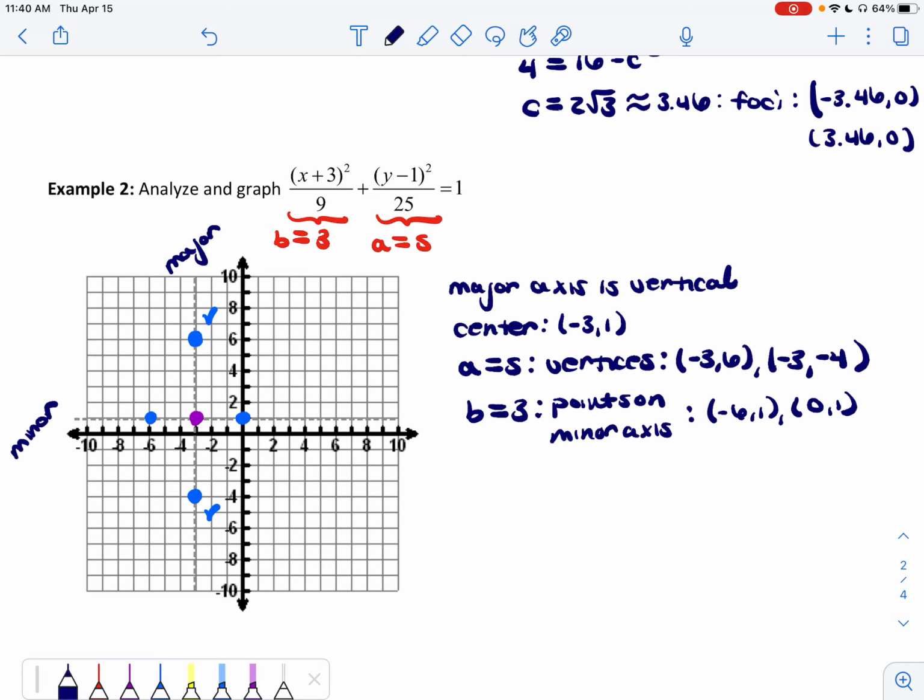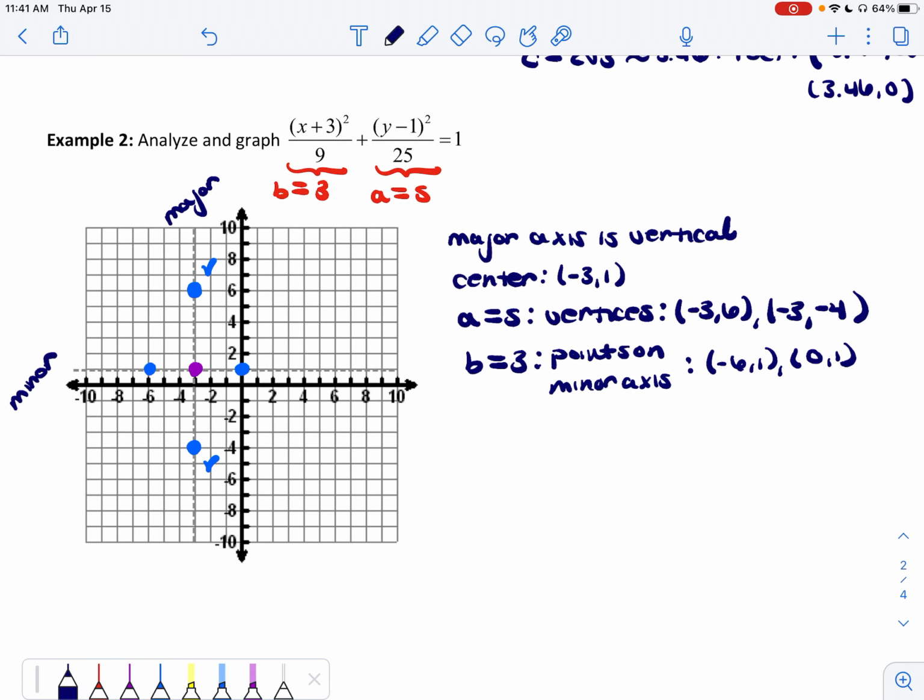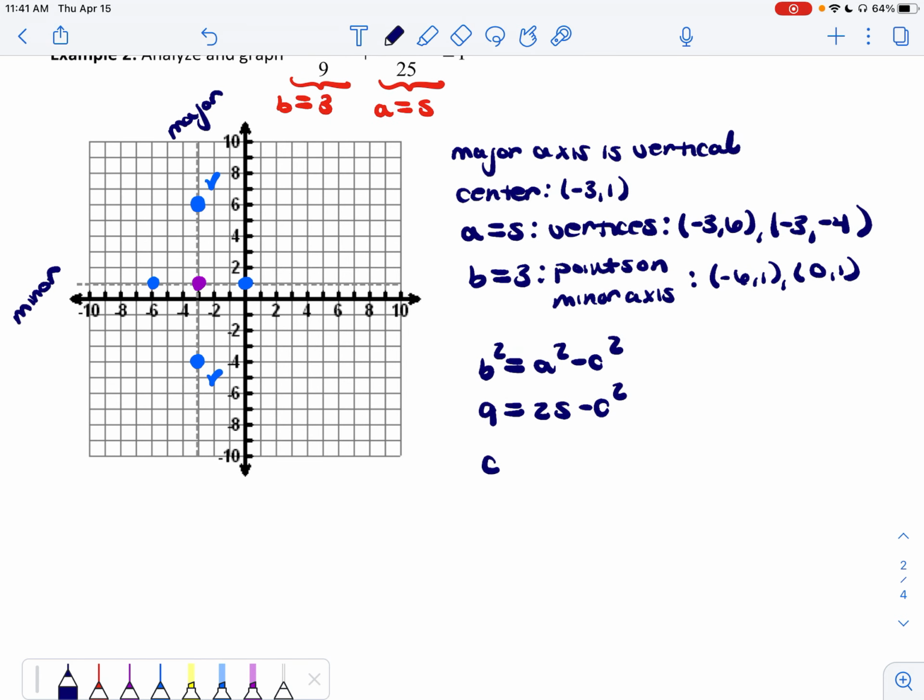All right, and then the last thing we need are the foci. So we'll have to find our c value for that. And again, we're going to use the equation b squared is equal to a squared minus c squared. So plugging in our b squared and a squared, 9 is equal to 25 minus c squared. So our c would be equal to 4. And again, that's going to help us find the foci.